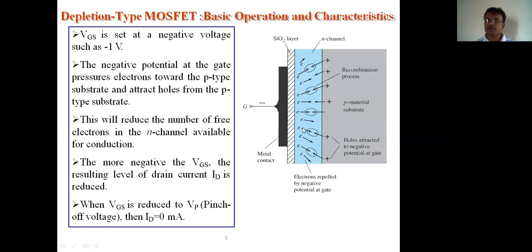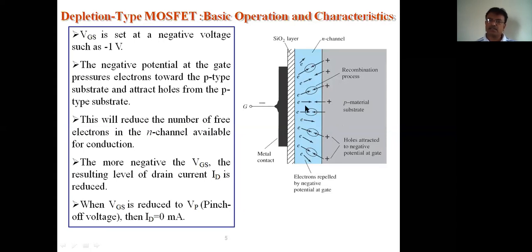Negative voltage is applied, so electrons which were happily moving from source to drain are now getting repelled. They are moving away from the gate region, towards the substrate. At the same time, here is the negative voltage. There are holes in the p-type substrate. The holes will get attracted towards the channel. These positive charges are nothing but holes. They will start moving towards the channel.